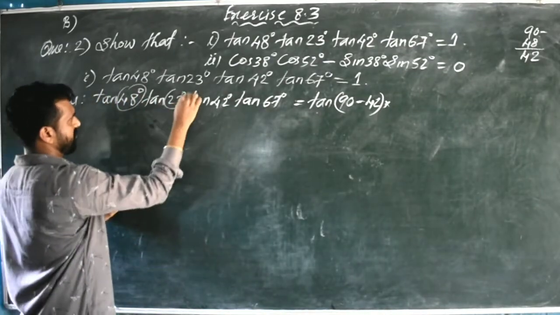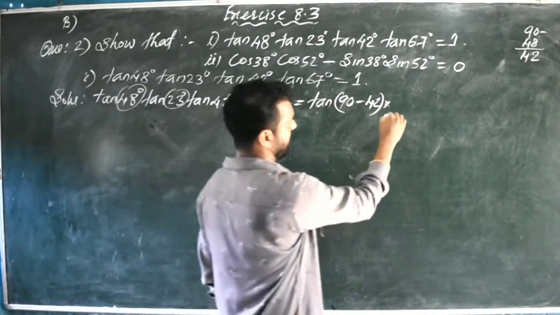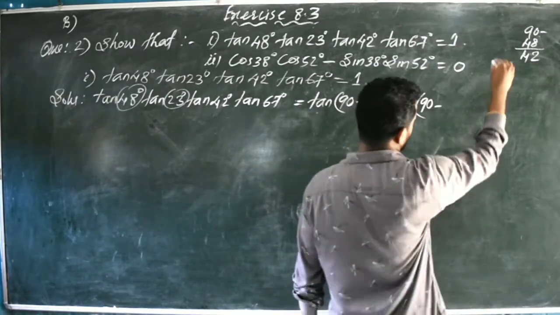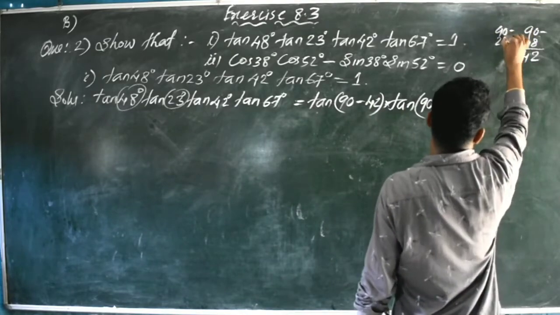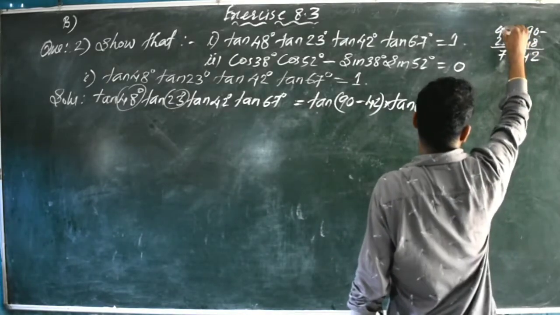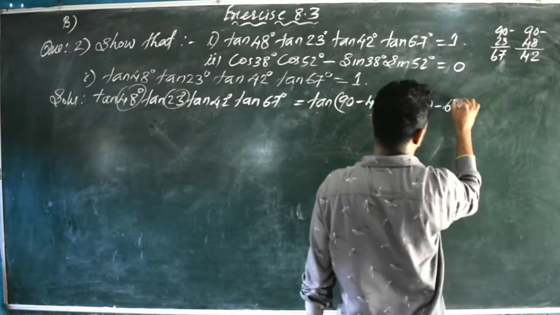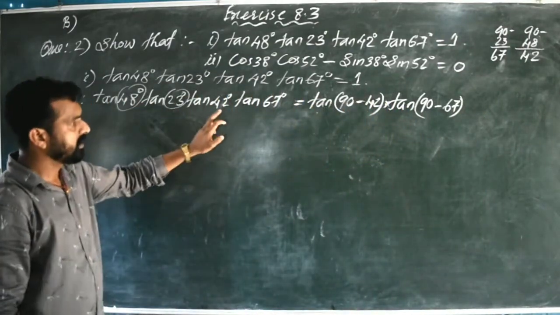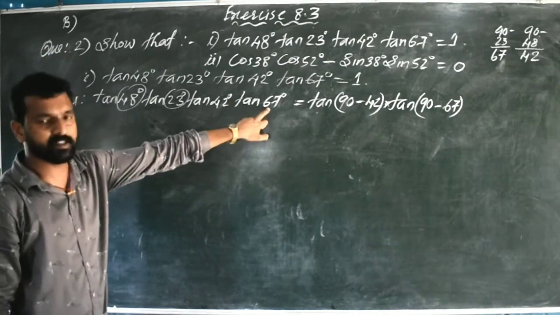23 we will change it into 90 minus theta. Tan (90 minus 23), we have to subtract it and see. 90 minus 23: 10 minus 3 is 7, 8 minus 2 is 6, so 90 minus 67. 90 minus 67 is 23. Then again tan 42 and tan 67 we will not change.